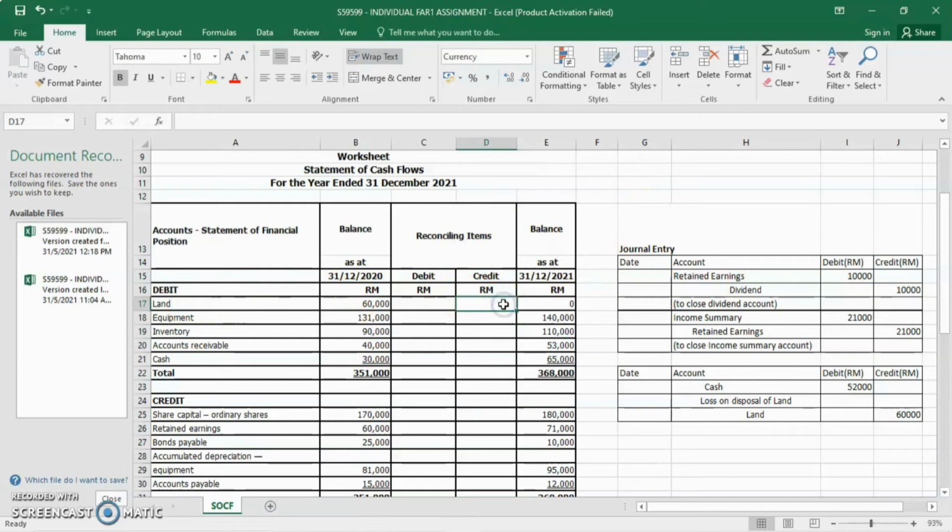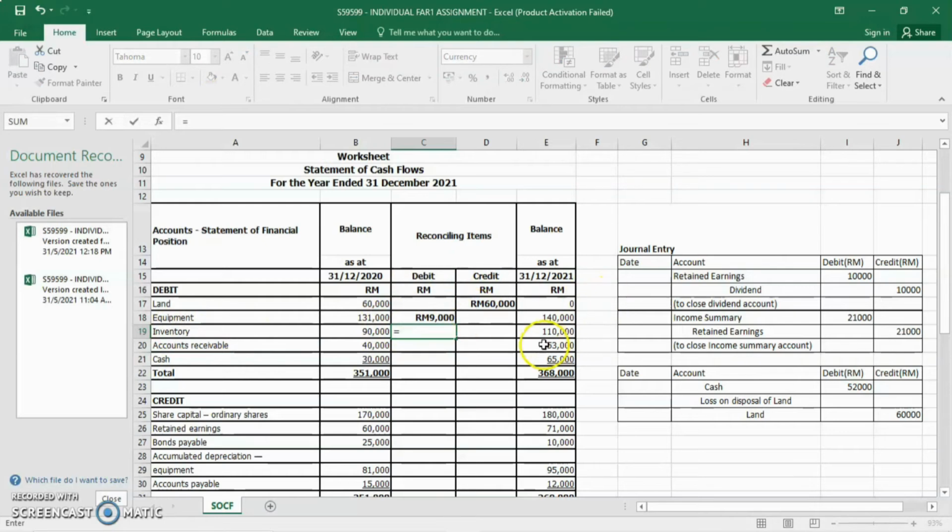For land, 60,000 minus 0 and get 60,000. Land decreased by 60,000. We put it in credit column because land is debit balance. So when land decrease, we need to credit it. For equipment, 140,000 minus 131,000 and get 9,000. Increase in equipment by 9,000, we put it in debit column because equipment is debit balance. So when equipment increase, we put it in debit.